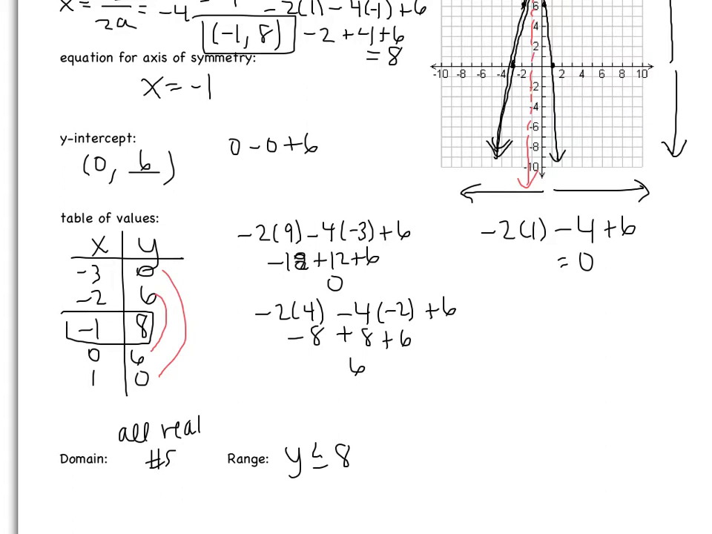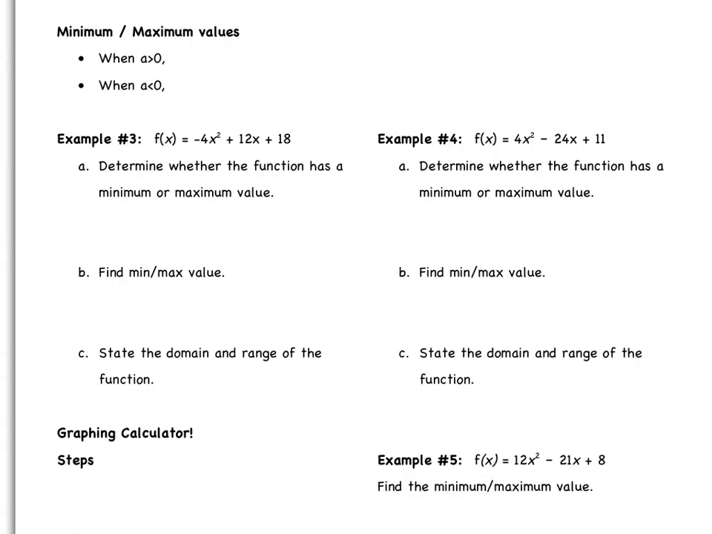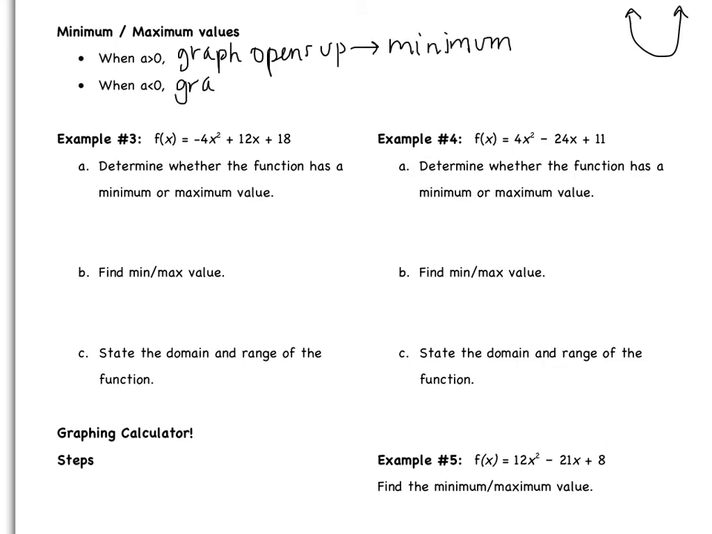Okay, let's move on. So turn to page 9. Okay, maximum and minimum values. When a is greater than 0, so when a is positive, the graph opens up. So it's going to open up. So there's going to be a minimum. When a is negative, the graph or the parabola opens down, which means there's going to be a maximum.